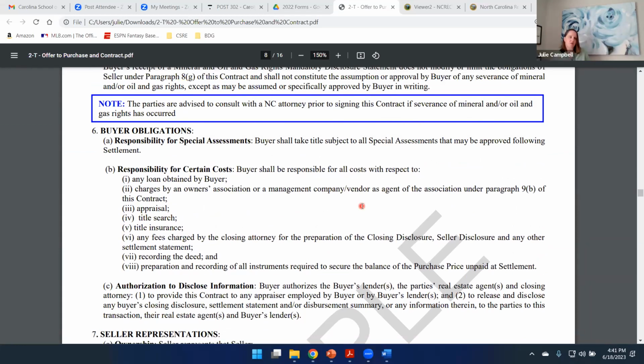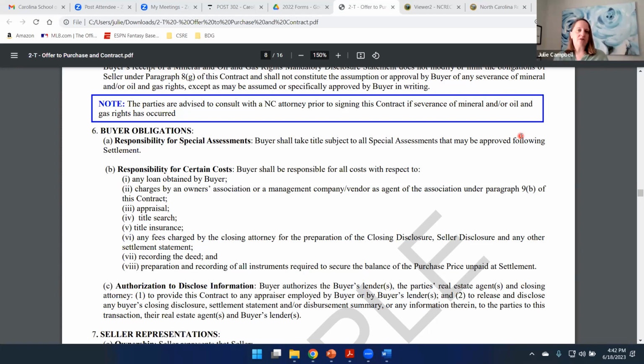The last provision specifically for the buyer, number 6, is the buyer obligations. So 4, 5, and 6 are all about the buyers. We defined special assessment back on page 3. Now that we're talking about the buyer obligations, the buyer shall take subject to all special assessments that may be approved following settlement. So the buyer's not responsible for paying special assessments unless they're approved after settlement.